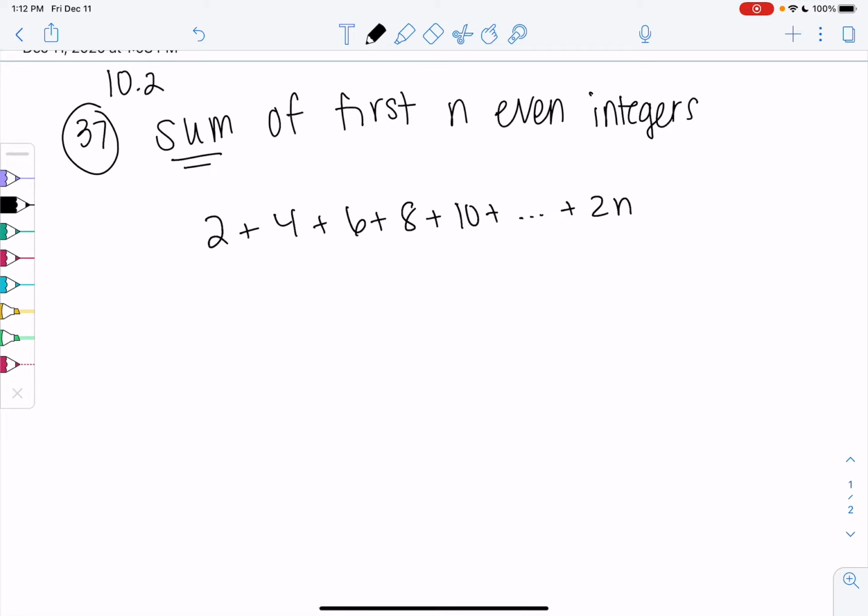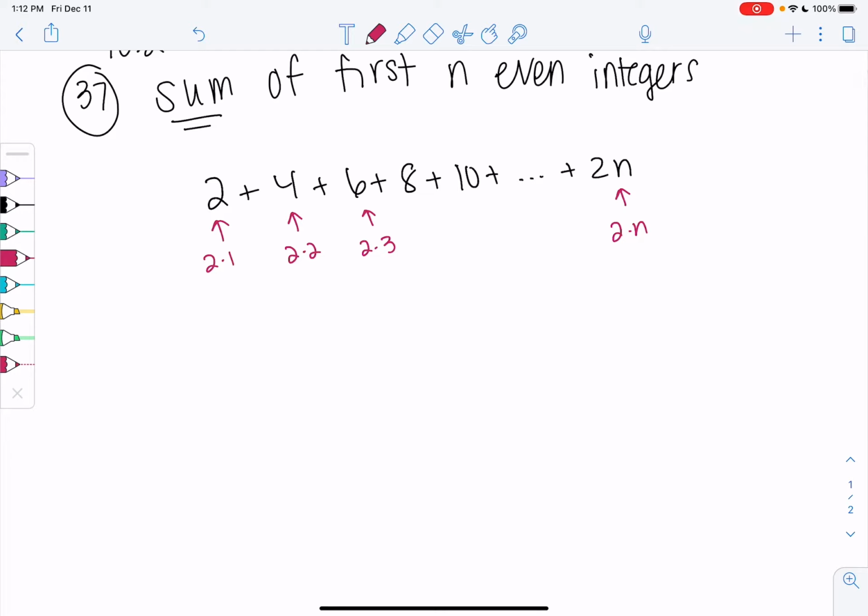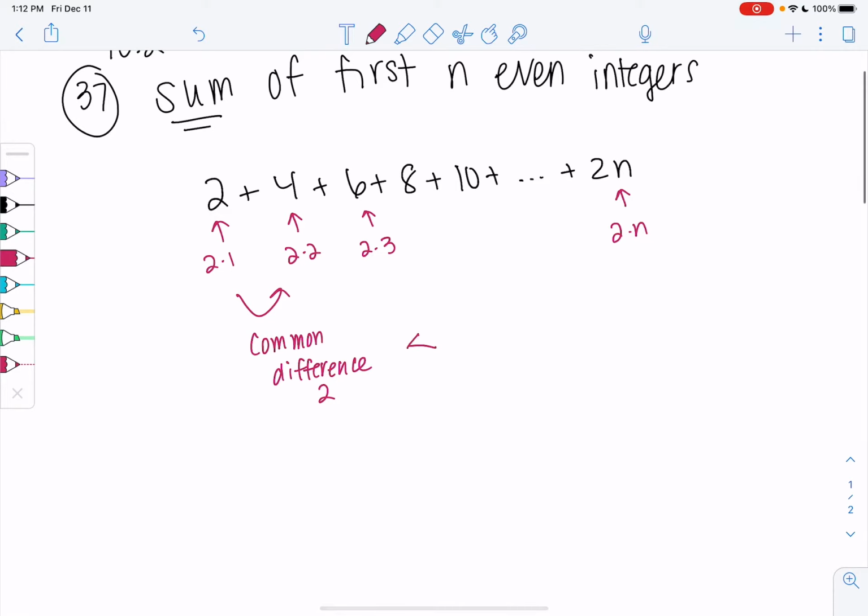That would be the nth even integer. It'd be 2 times 1, 2 times 2, 2 times 3, up to 2 times n for the nth even integer. So even integers are just 2 times something. So we want to find the sum, and we learned two formulas, either arithmetic or geometric. This looks like arithmetic to me because we have a common difference of 2, because we're going plus 2, plus 2, plus 2. So this is an arithmetic sequence.